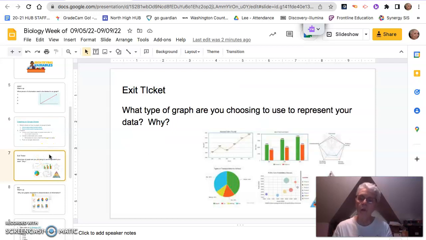Our exit ticket for the 7th is what type of graph are you choosing to use to represent your data you chose, and why did you do that? So you need to be able to tell me why you chose that particular type of graph.